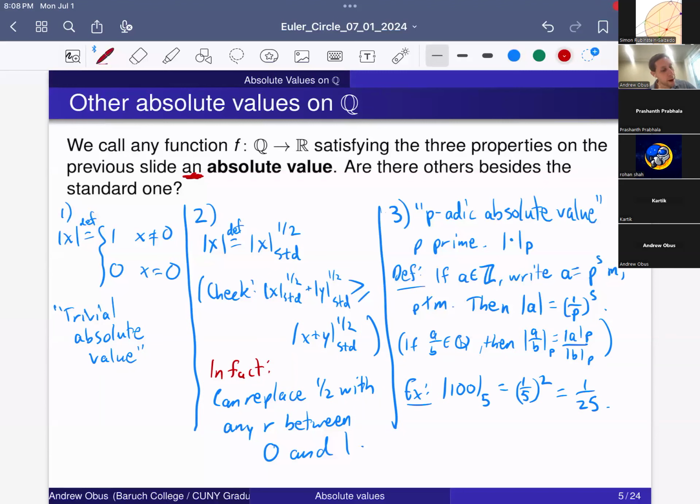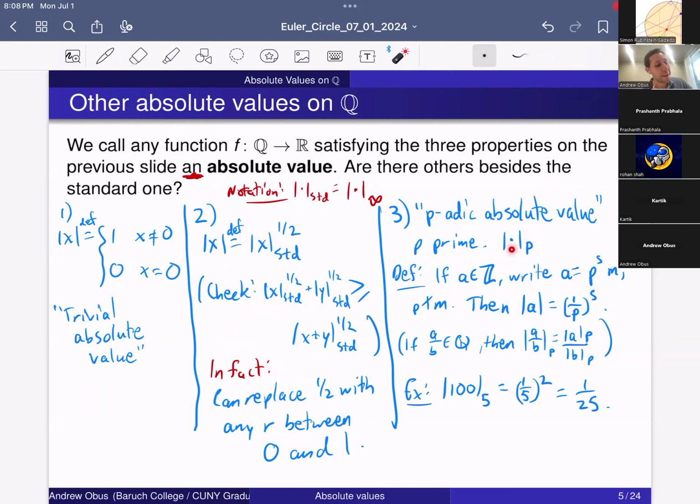And by the way, as a matter of notation, instead of the standard absolute value, we're going to write, for reasons that are maybe not so easy to explain, I won't really try to explain, the absolute value with a sub-infinity. Okay, so the standard absolute value, we usually call it the absolute value sub-infinity. Okay, so these are these 3 nice examples of absolute values. And this here is not really an example, but it's actually a family of examples. And the p-adic absolute value is also a family of examples.